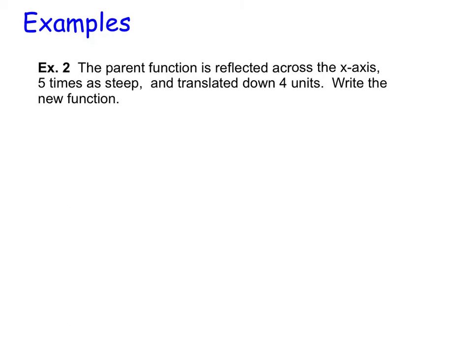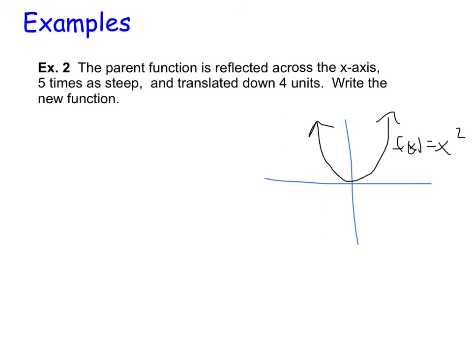Alright, so to begin with here, let's draw our common function. We always start with the common function. Okay, so that kind of sketches the common function. Remember, that is going to be f of x equals x to the second power. Alright, so first of all, it's 5 times as steep. What is that? Is that an A or an H or a K? If you said A, you are right. Okay, so that's going to be our A value.